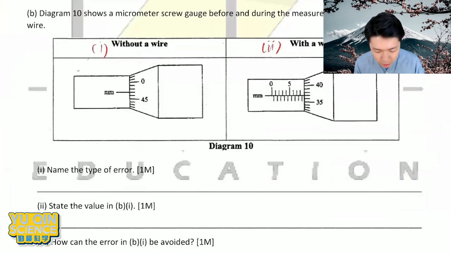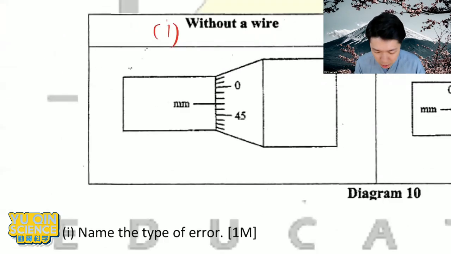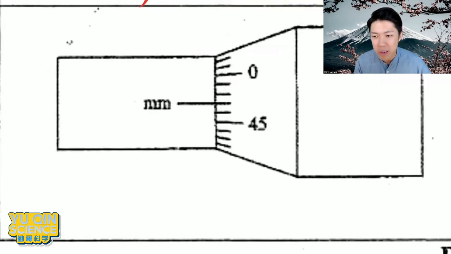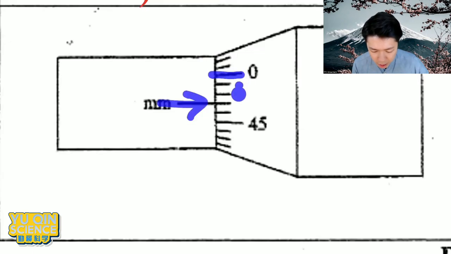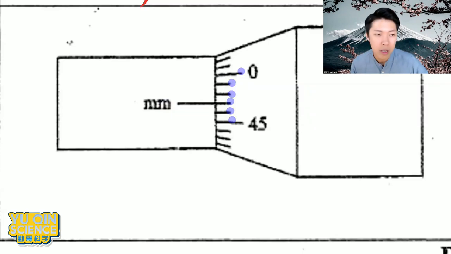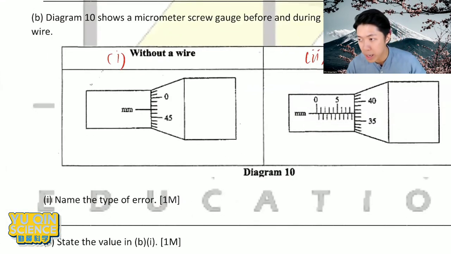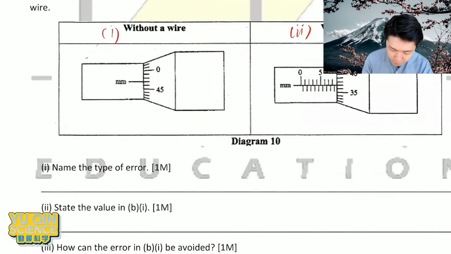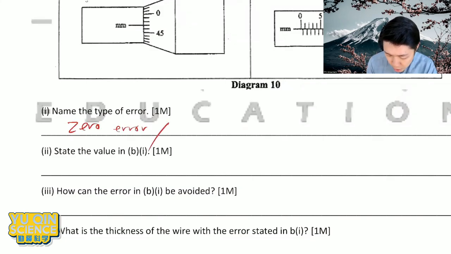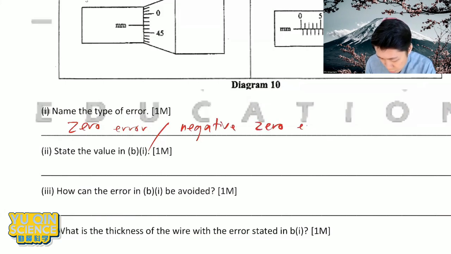Okay, so obviously at the moment, look at this. What error, ladies and gentlemen? Look at that. So usually when we have this kind of picture, that must be a zero error. But I would like to ask a little bit more. Is this a positive zero error or a negative zero error? What do you think? The zero is here, but this is pointing at negative 1, negative 2, negative 3, isn't it? Or we should say this is 45, 46, 47, 48, 49, 50. So that's a negative zero error, correct, negative everybody. So two acceptable answers, either you write zero error or you write negative zero error.